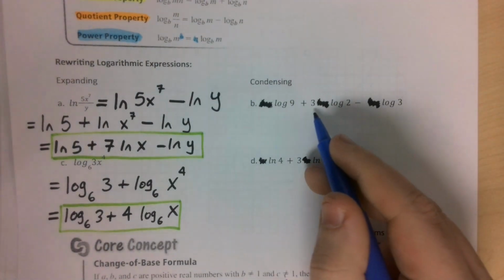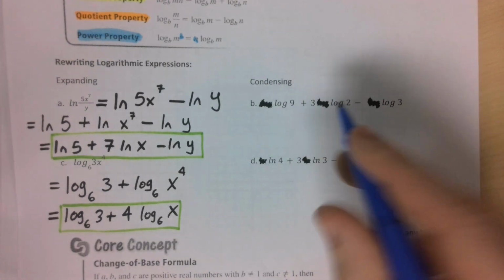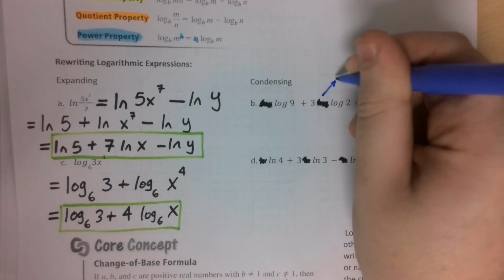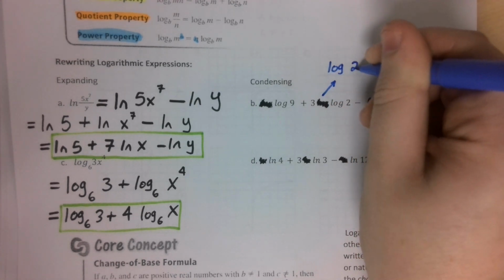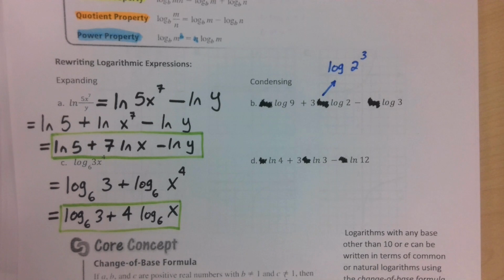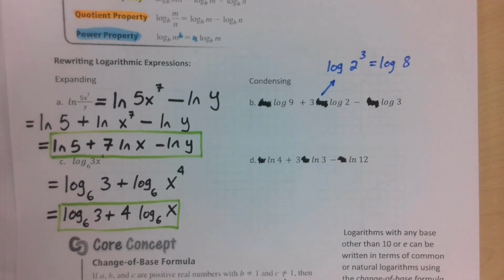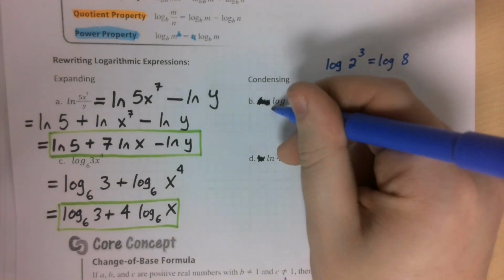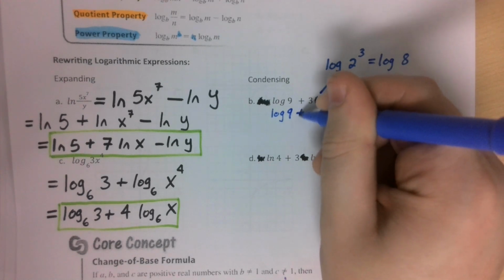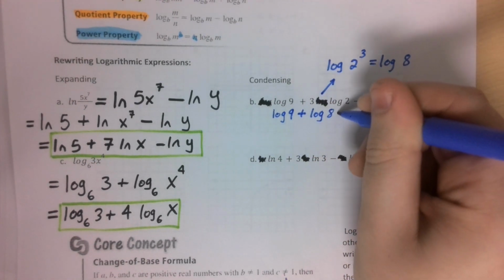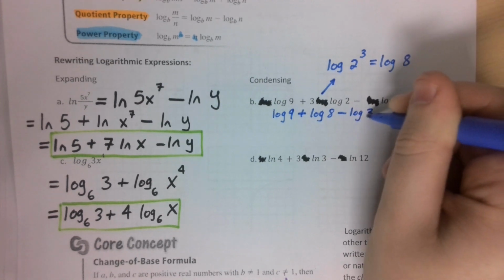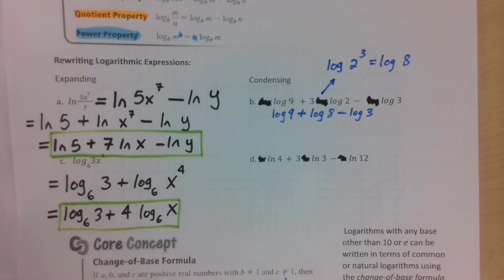So we see right here in the middle that we've got 3 log of 2. We can rewrite 3 log of 2 as log of 2 cubed. But wait a second. 2 cubed is just a number, right? What number is that? That's the same as log of 8. So if we rewrite this, we get log of 9 plus log of 8 minus log of 3. We're on a good track.